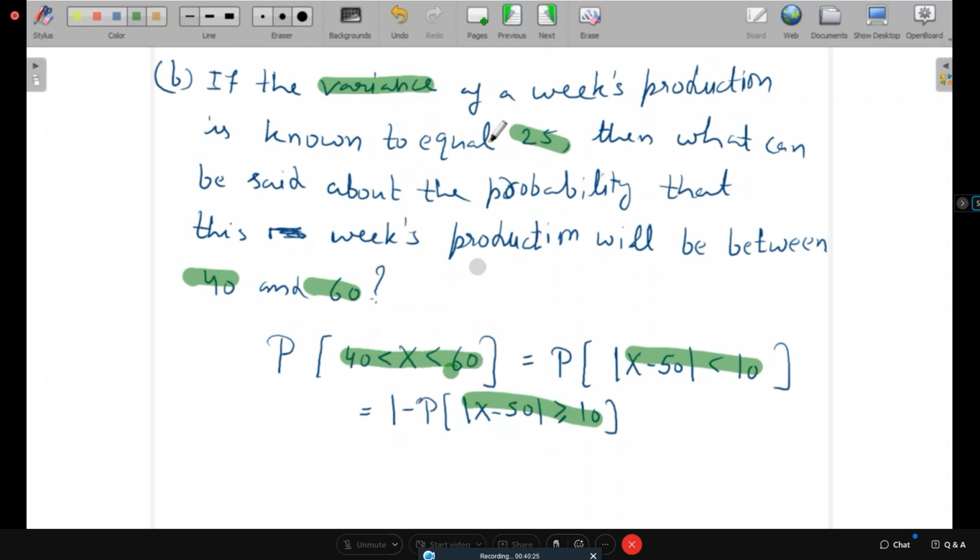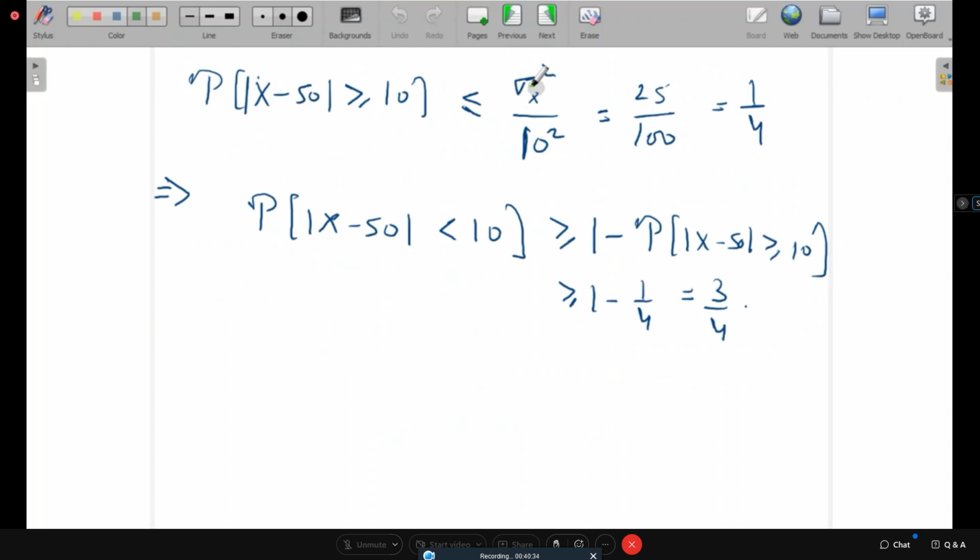Okay, now you know the variance is 25, and you know Chebyshev's inequality. Chebyshev's inequality says that this probability is less than or equal to sigma x square divided by k square. K is 10, so 10 square. So sigma x square is 25 divided by 100, that's going to be 1 by 4. Now if you multiply by minus here, it will be greater than or equal to minus 1 by 4, and this will be the final result.